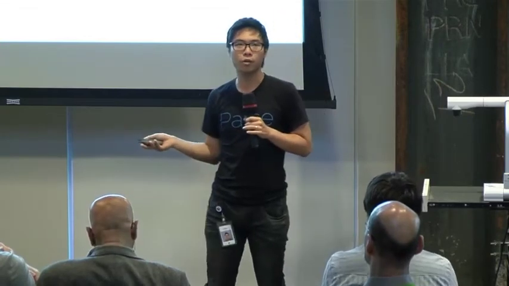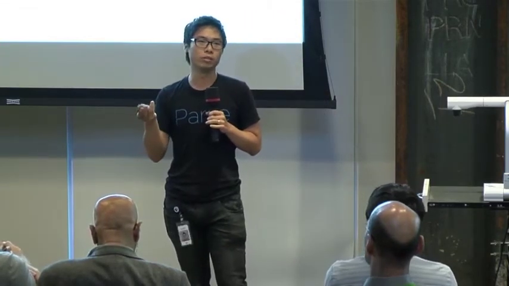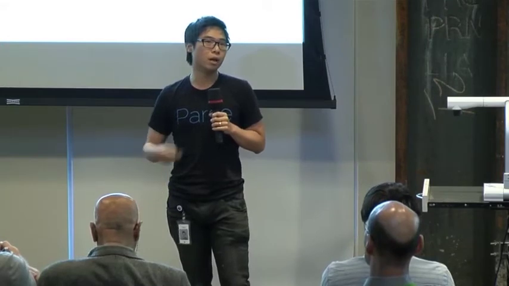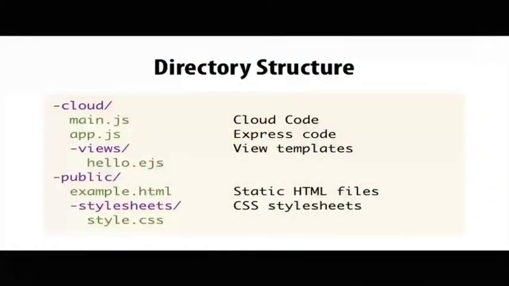So what does the directory structure look like? If you guys are familiar with Cloud Code, basically you'll know that there's a cloud directory, and main.js is where your Cloud Code goes. And that's sort of your after-save hooks on your Parse objects, maybe some cloud functions. Well, our recommendation is that you create another file called app.js, include it in main, and that's where your Express code lives. So this is your main web app.